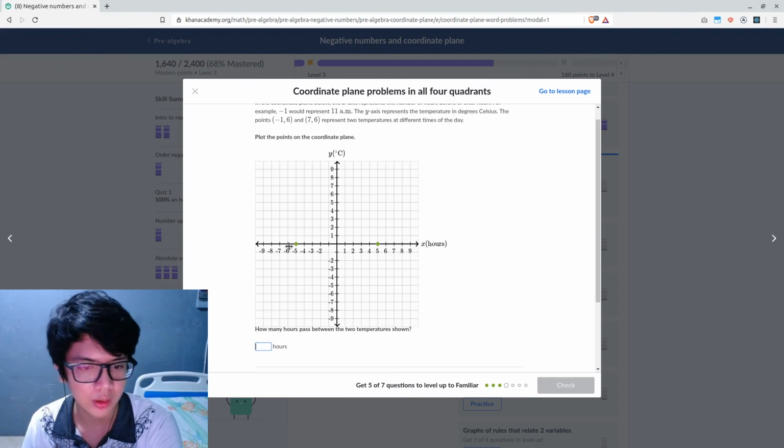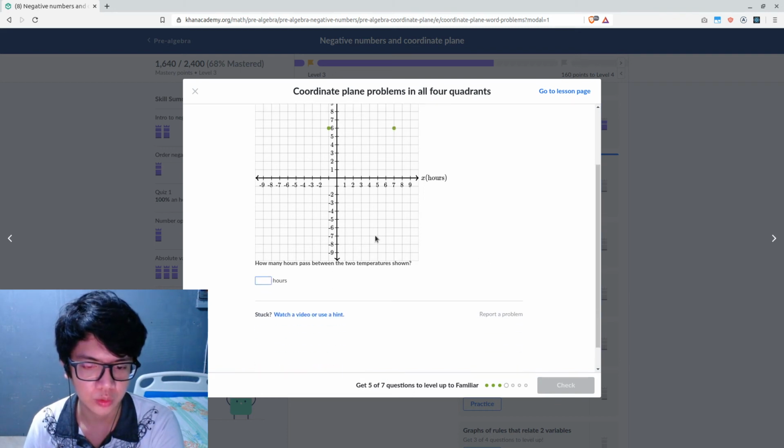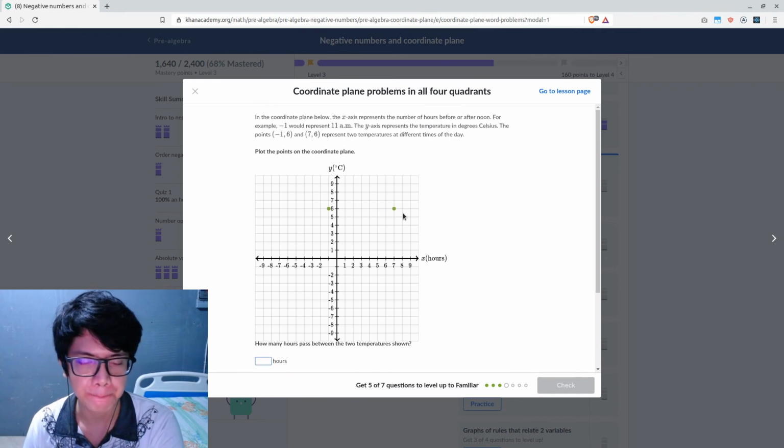Oh shit, I'm supposed to graph. Am I supposed to say this is negative 1, negative 6? Negative 1 and positive 6? And 7, positive 6? The points negative 1 and positive 6 and 7 and 6 are shown below. It's 8. Yeah.